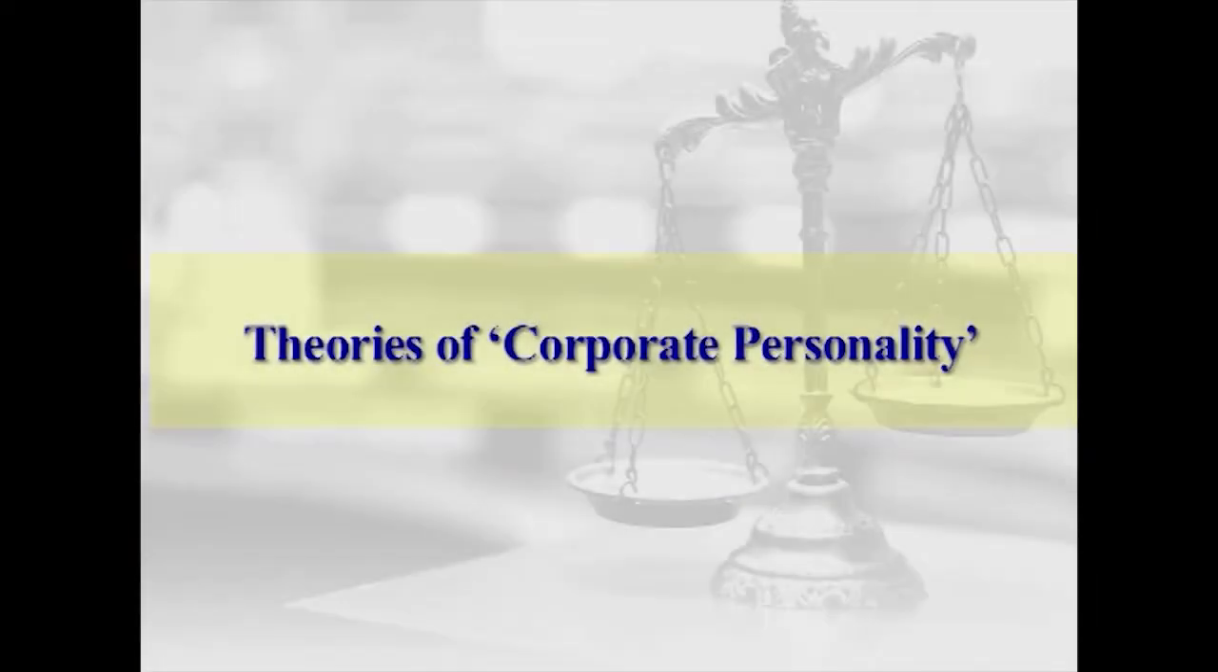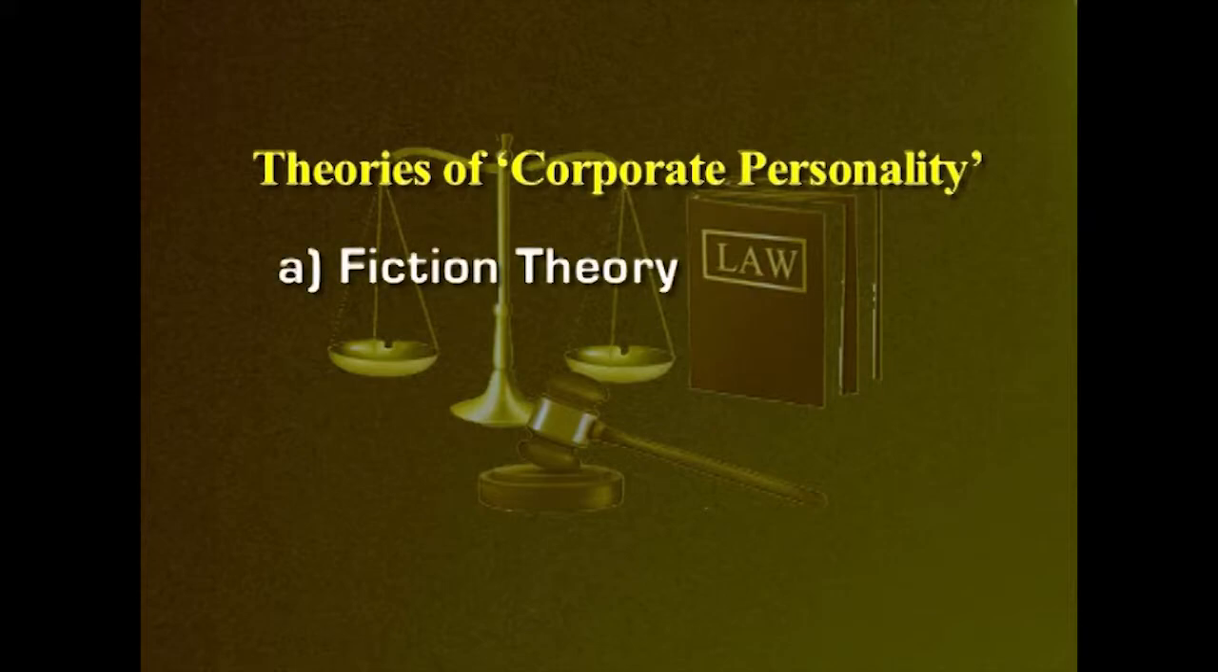Next, theories of corporate personality. There are 16 theories of corporate personality, out of which the following 5 theories have gained currency. A. Fiction theory. This theory, which found favor with Salmond and Holland, holds that a personality is attached to groups and institutions by a pure legal fiction, and this personality is distinct from the personality of the individual beings. According to Salmond, a corporation is nothing more than the outcome of metaphor and fiction.